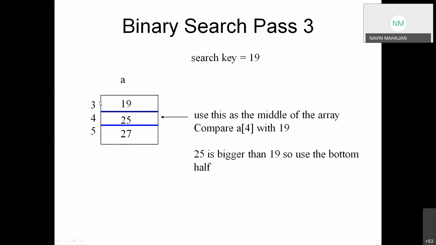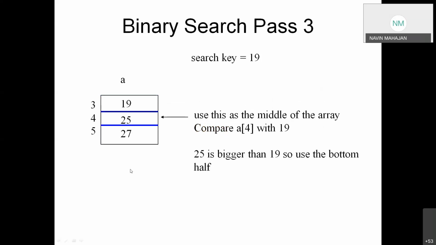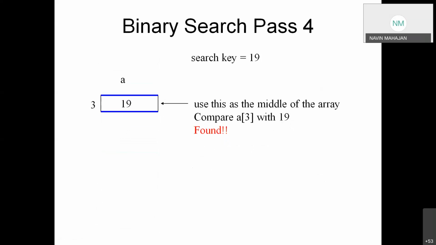Now beginning was here, end will also come here. So suppose this is index 3. Both begin and end are here. So 3 plus 3 is how much? 6. 6 divided by 2 equals 3. Now compare A of 3. A of 3 is 19, and the number we are searching for is 19. So we found the number. How many comparisons did we use? 1, 2, 3, 4. In only 4 comparisons, we could find the number.